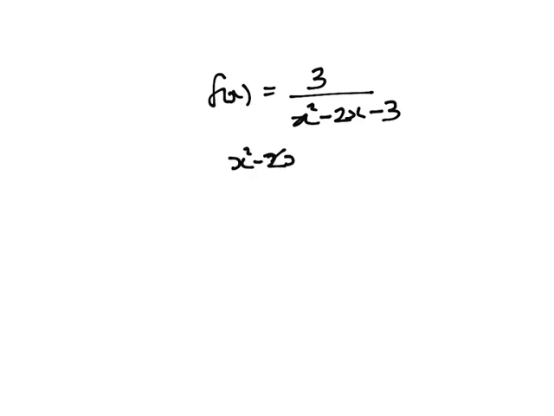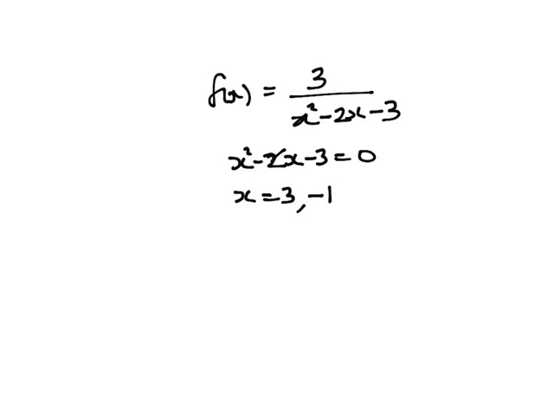So let us say f of x equal to 3 by x square minus 2x minus 3. Now I want to know what is the domain of this function. So it is a rational function. So look at the denominator. Take the denominator and equate it to 0. X square minus 2x minus 3 equal to 0. So when you solve it, you will get x as either 3 or minus 1.